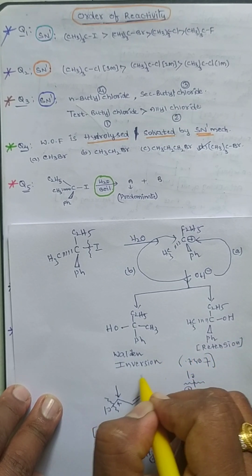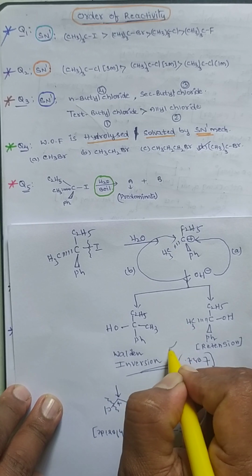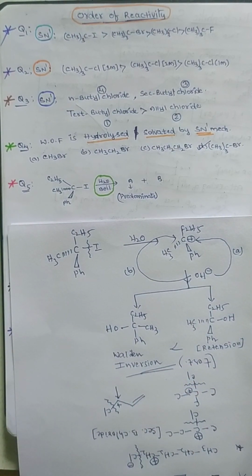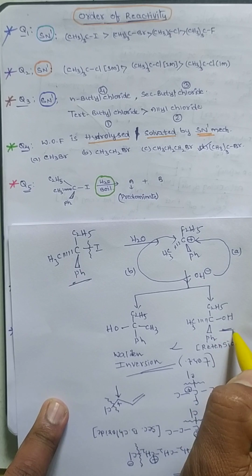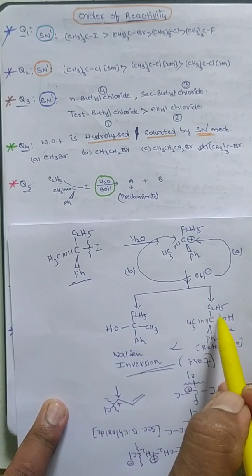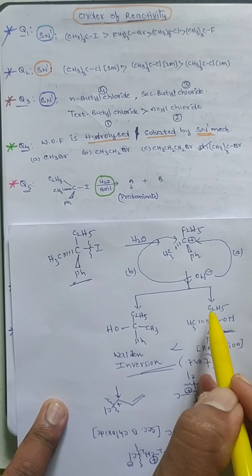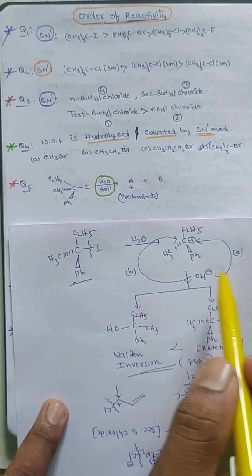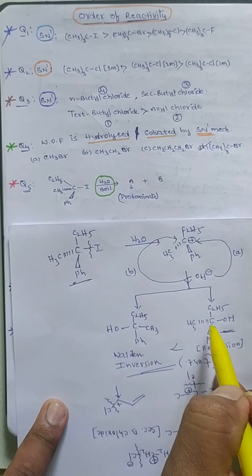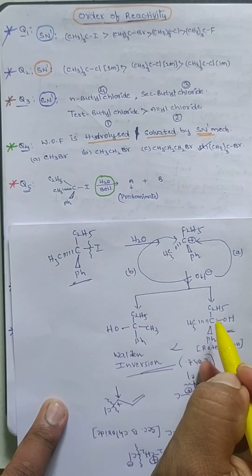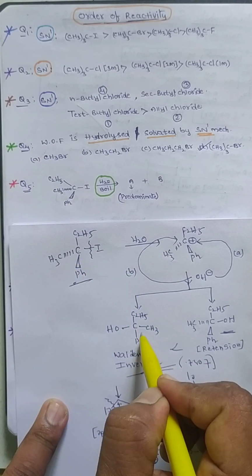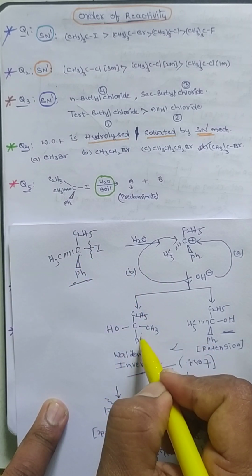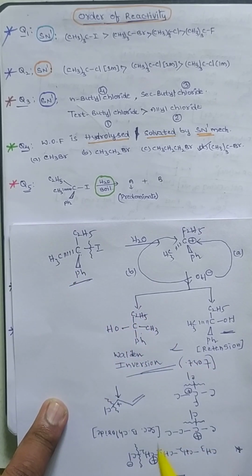Now already we discussed, the retention product is always dominating over the Walden inversion. Why is this called that? Retention product means this reactant and this product have the same configuration. If it is R, this is R. If it is S, this is S. Otherwise, if it is dextrorotatory, this is dextrorotatory. If it is levorotatory, it is also levorotatory. Next, if this is R, this is S. If it is S, it will become R. So we are going to get inversion of configuration.